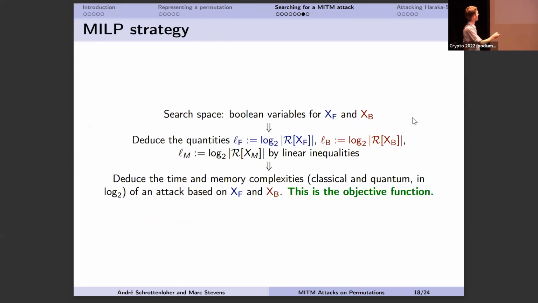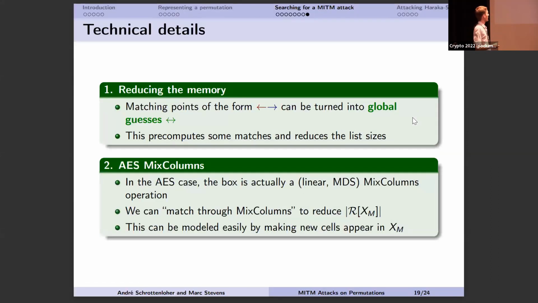All the variables for the backwards and forwards, I put Boolean variables for them. And from them, I can deduce the sizes of the lists using only linear inequalities. And this is a modeling, like a mixed integer linear programming, basically. And from them, I can deduce my objective function, which is the complexity of the attack. There are some technical details, but I'm just quickly throwing them here.